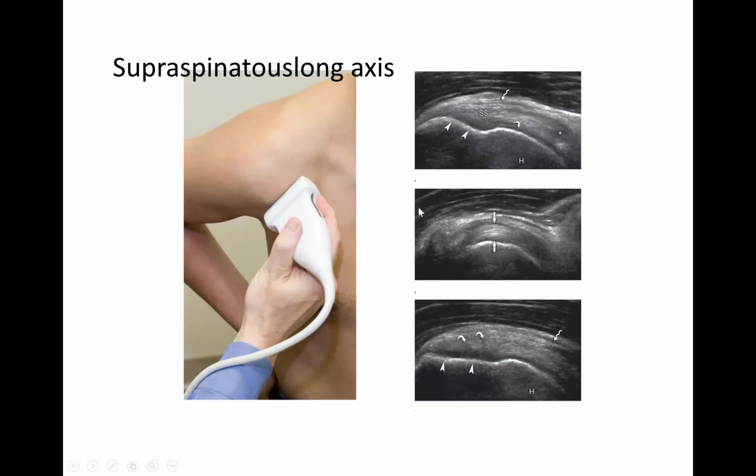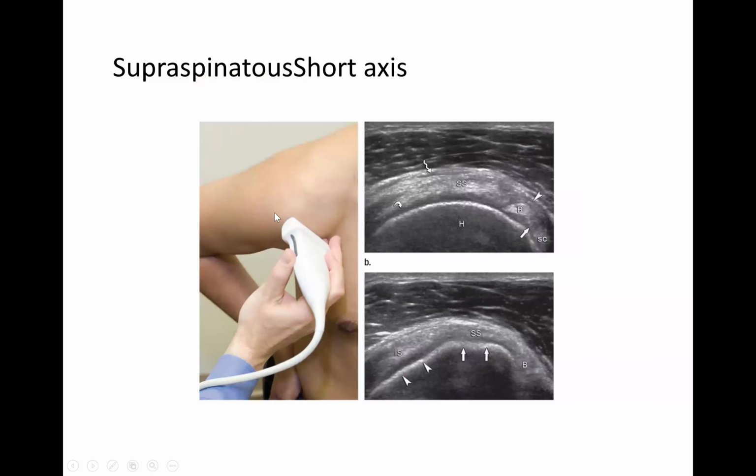After this, we turn the probe to see the tendon fiber in the short axis. For examination of the short axis, we keep the probe in a way that one end is directed towards the navel, the umbilicus of the patient, right? So in the long axis, the probe was directed towards the ipsilateral ear. In the short axis, the probe is directed towards the umbilicus.